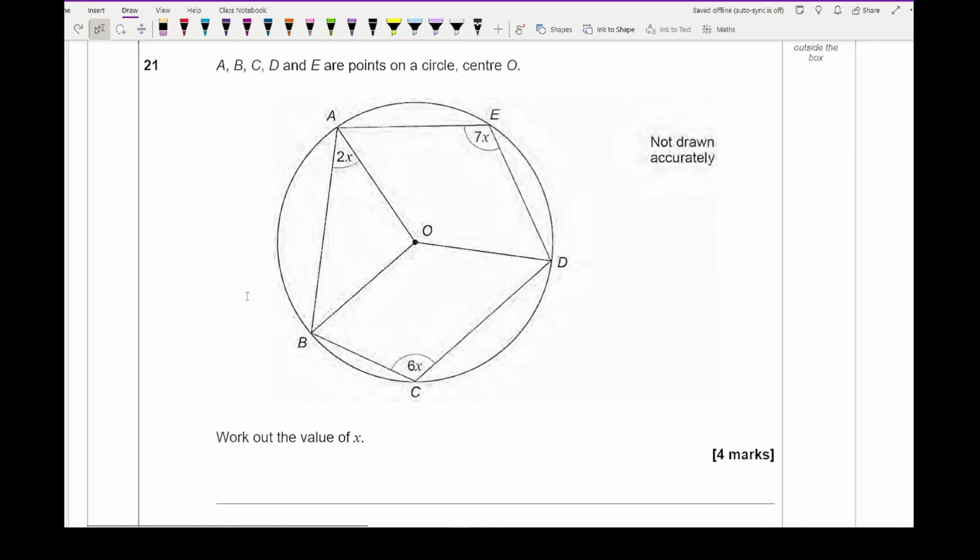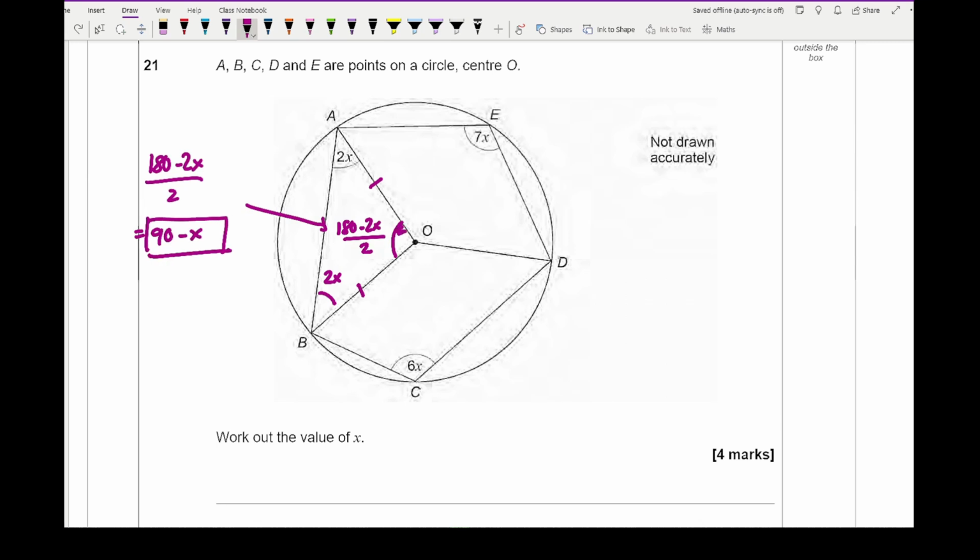Moving on to question 21, we get A, B, C, D, E are points on a circle with centre O, and the question is asking us to find the value of x. Now, for this particular question, we can see straight away we've got an isosceles triangle. So if this angle here is 2x, then this angle here is also going to be 2x. So I can work out this angle as being 180 minus 2x over 2. Now I can simplify that further by dividing everything by 2, and that's going to equal 90 minus x. So that is what this bit here equals.